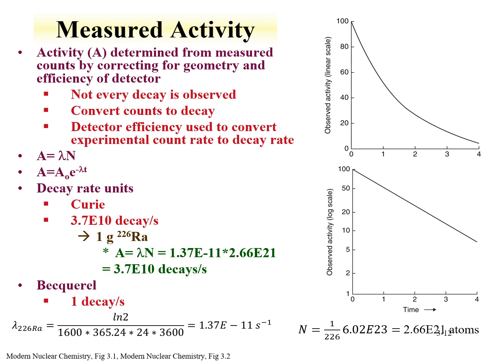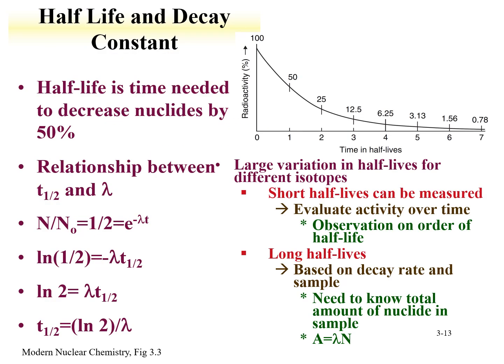So there are 2 activity units that are used: the becquerel, decay per second, and the Curie, which is 3.7 times 10 to the 10th decays per second. The equations that we've discussed can be used to help define some of the terms that we're already using.